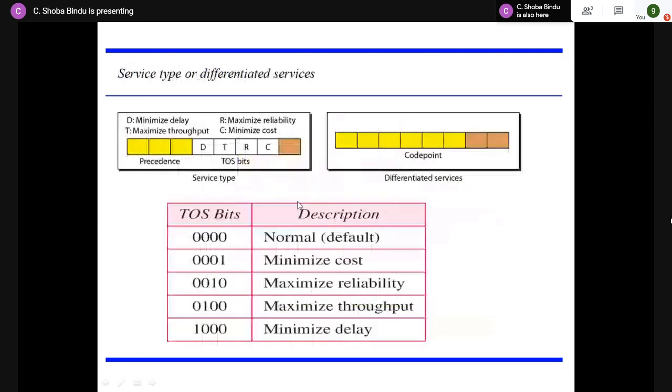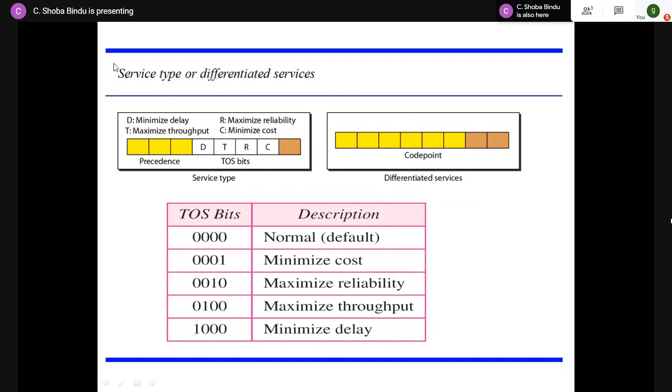In the present scenario, it is used as the code point, and the last 2 bits are not used here. So the first 6 bits are being used. Among these, if you leave the first 3 bits and have the second 3 bits as all zeros, then it is compatible with the old service type. And for the remaining bits, if you have these values differently, they can be used to specify the differentiated services, which can be assigned by the internet authorities.